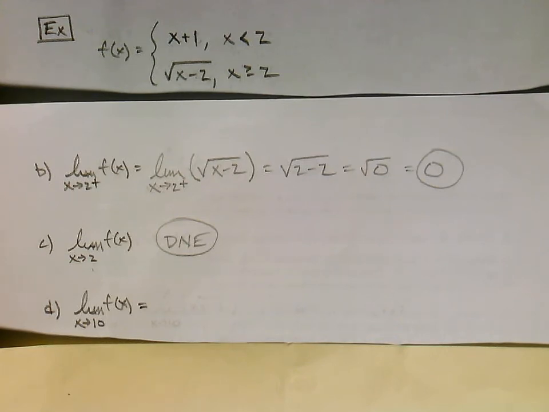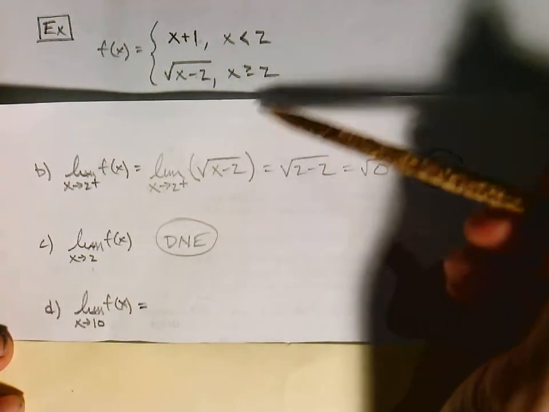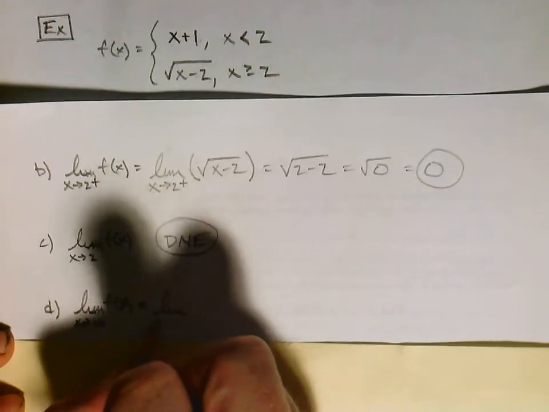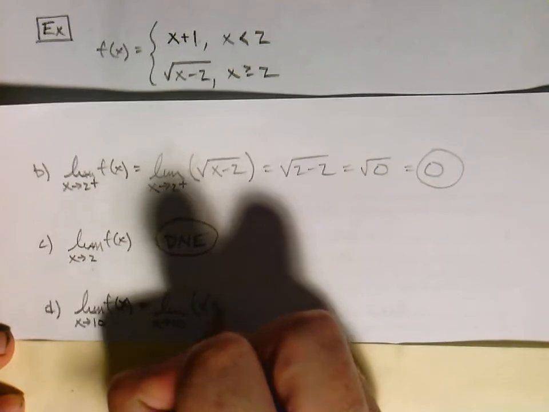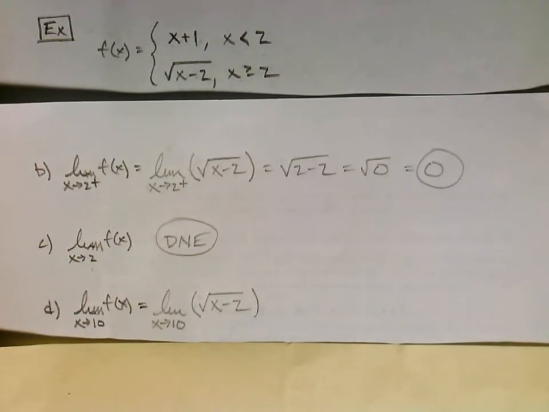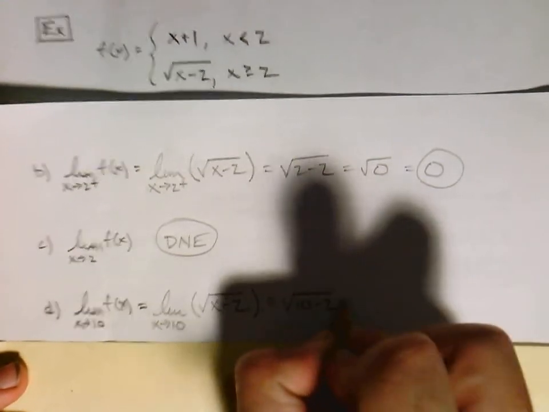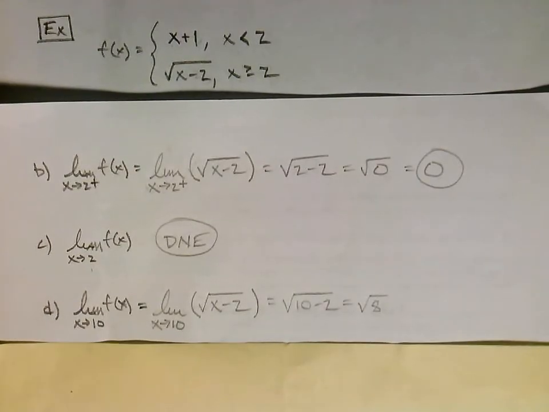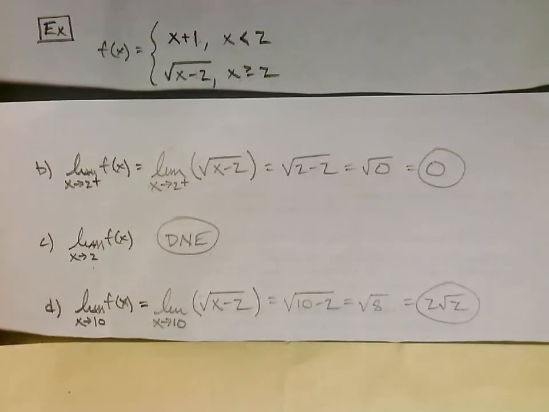Well, you'd have to think, which of the 2 should we choose? Is it less than 2 or greater than or equal? Well, 10, obviously, we're going to choose the greater than 2. And just like in part B, we're going to plug in the 10, and that's going to give us the square root of 8, which maybe we simplify to 2 square root 2. That looks nice.